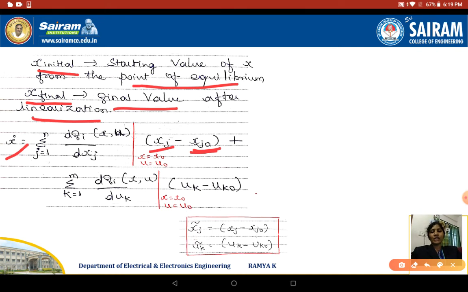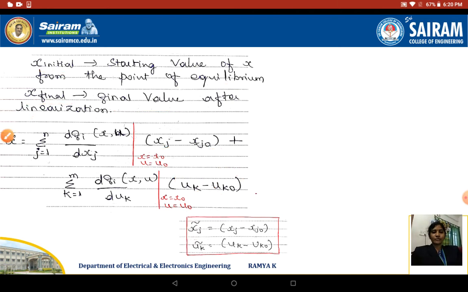Same thing we need to expand and write for your input variable. uk is your final input variable, and uk0 is your initial input variable. So after deriving, we will get the new value of the state variable as xj = xj − xj0, and uk = uk − uk0.